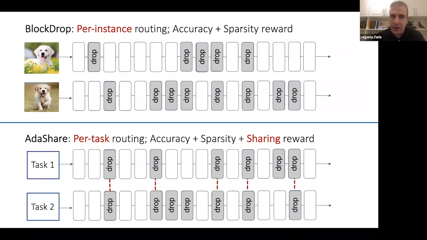This is related to block drop, but has important differences. In block drop, we are doing per instance routing, so for each image we do the routing, whereas in AdaShare, we do per task routing. Another difference is that in block drop, we have both an accuracy and sparsity reward, the dual reward that I mentioned before. Whereas for AdaShare, we not only have a reward for accuracy and sparsity, but we also have a sharing reward, which encourages the drop locations to coincide among tasks so that you can maximize sharing. This is important specifically for earlier layers where you can share and reuse computation.